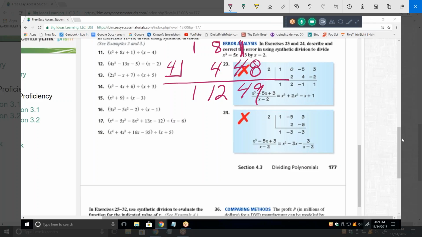So what's the answer? So here's the problem. 1x squared. Or, yeah, it's just x squared. Hold on a second. Something wrong here.